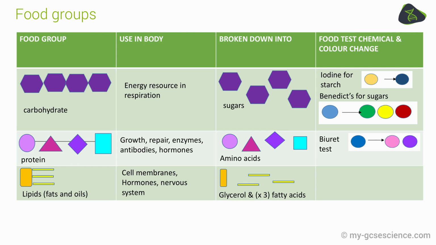To test for the presence of lipids, we could use a chemical called Sudan III, and this chemical is red. And if you mix it with your food sample, if lipids are present, you will get a separation where the top layer will be a bright red colour. Alternatively, you could use ethanol, and if you mix ethanol with a lipid sample, it will go cloudy. So those are the food groups and how to test for them.